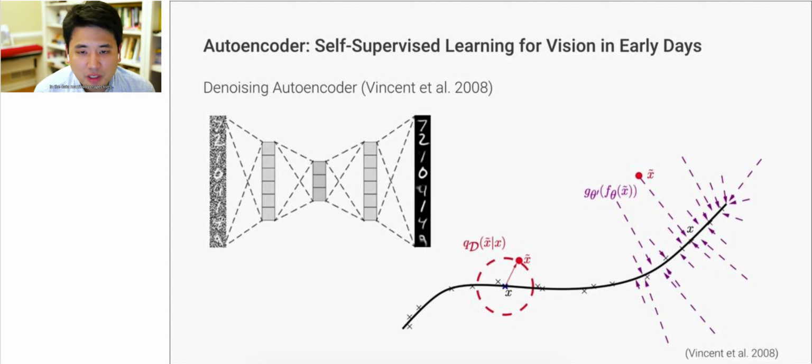In the data manifold perspective, denoising autoencoders learn the knowledge about the data distribution by learning to push the points that are off the data manifold back onto the data manifold, as shown in this figure. This approach has inspired many self-supervised learning approaches in later years, most representatively masked language models like BERT, which we will discuss later in this tutorial.